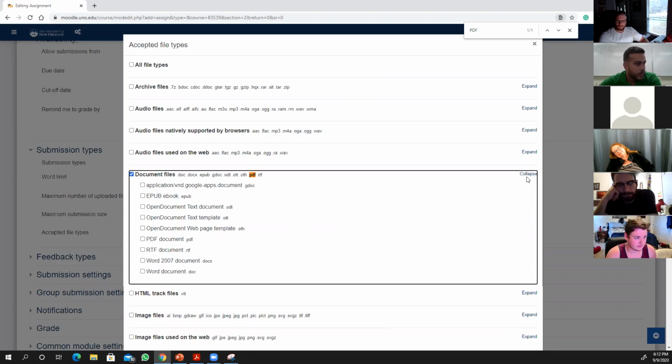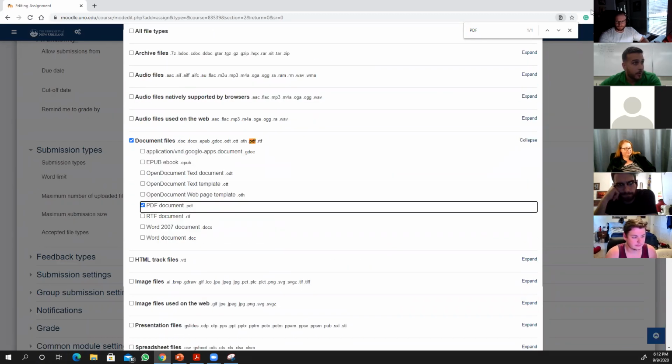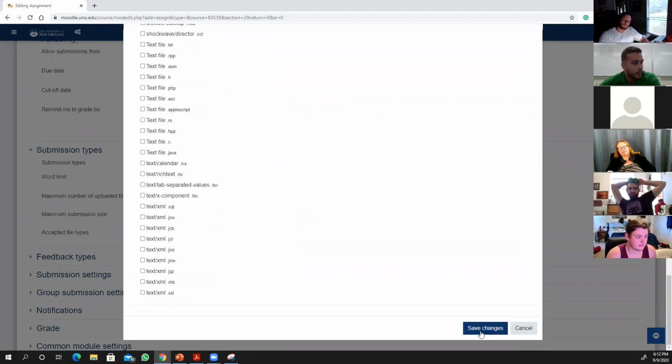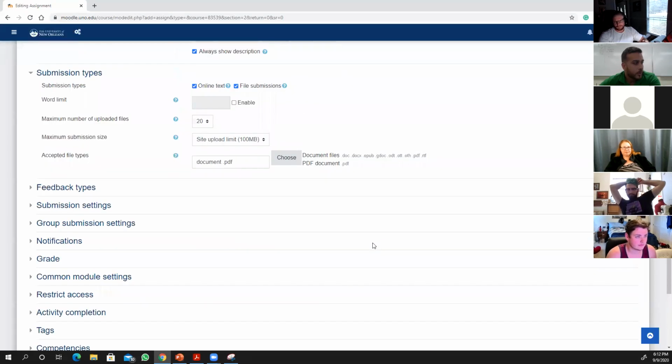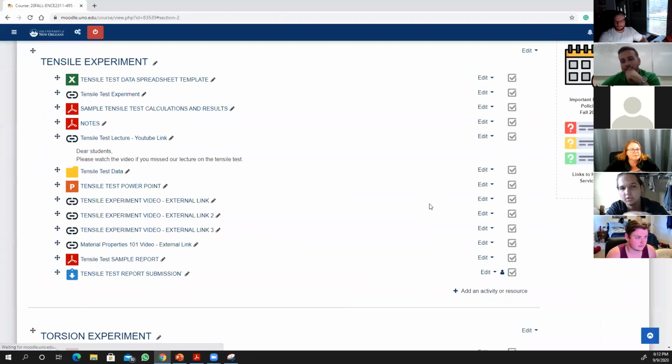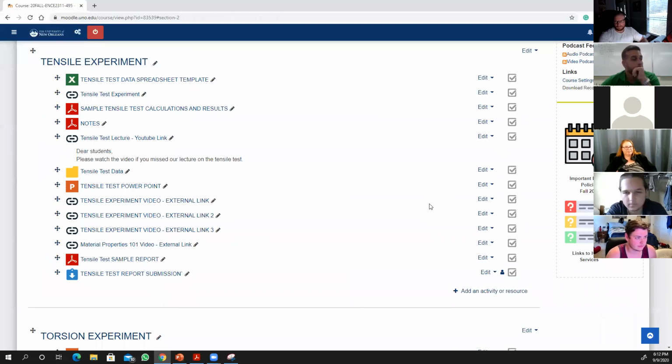Right here, document files, and I'm gonna collapse. I'm not gonna collapse it, but I will find the PDF. So now I prevent you from submitting any other document than PDF. So even if you try a Word file, you're not gonna be able to upload it. And save and return to the course. It looks like you have it set so you can submit both document files and PDFs. It looks like you could submit a Word document. I don't think so.